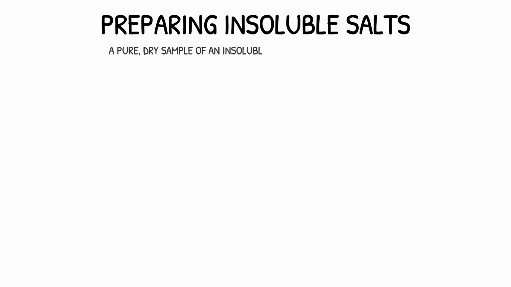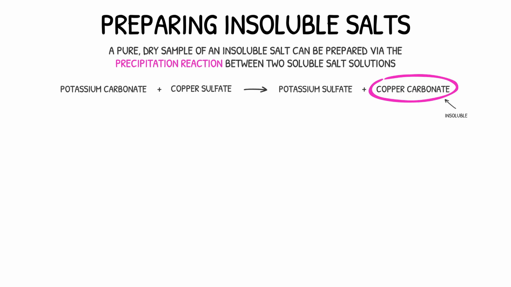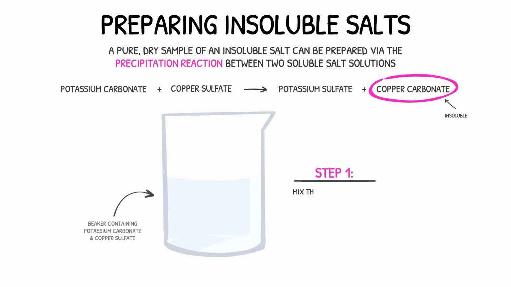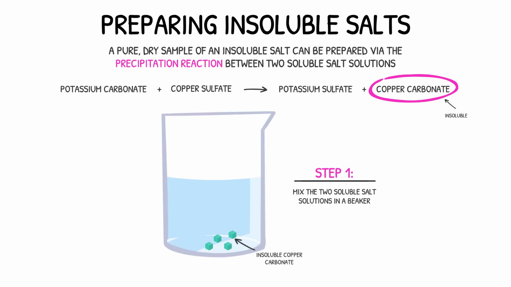A pure dry sample of an insoluble salt can be prepared via the precipitation reaction between two soluble salt solutions. For example, copper carbonate can be formed via the precipitation reaction between potassium carbonate and copper sulfate. To begin with, the two salt solutions are mixed together in a beaker to form potassium sulfate and copper carbonate. As the insoluble copper carbonate forms, it will settle at the bottom of the beaker.